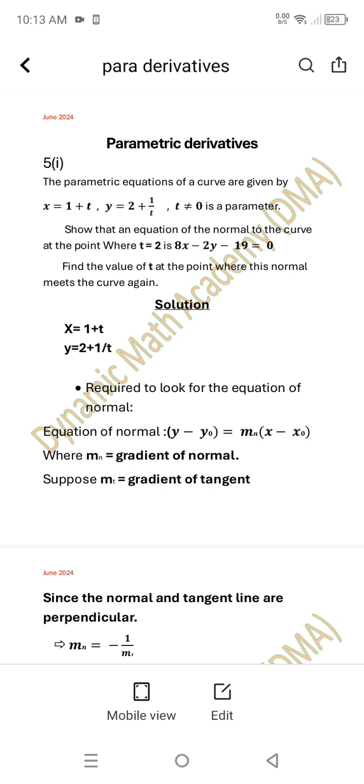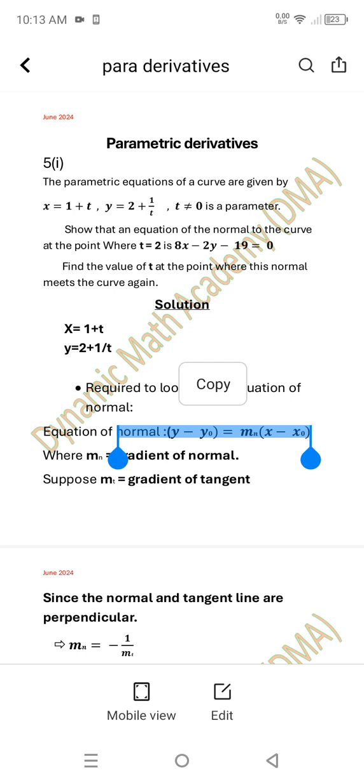Solution. We have x equals 1 plus t and y equals 2 plus 1 over t. And we are asked to look for the equation of a normal. We know that for the equation of a normal, what we need is the respective point of y and x and the gradient of the normal. So this is the general formula. Thus we have y minus y0 equals mn into x minus x0, where mn is the gradient of the normal and mt the gradient of the tangent, that is the tangential gradient.